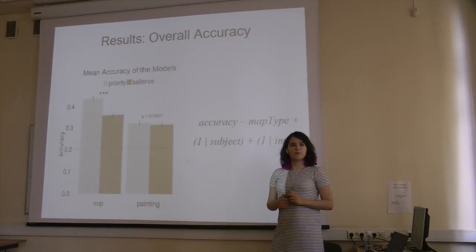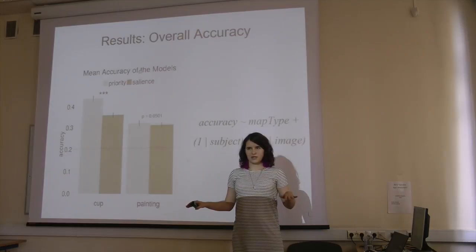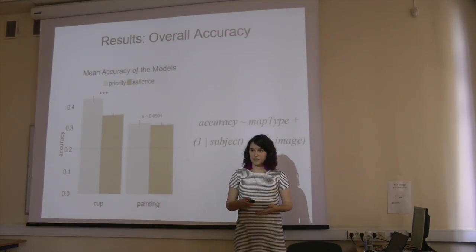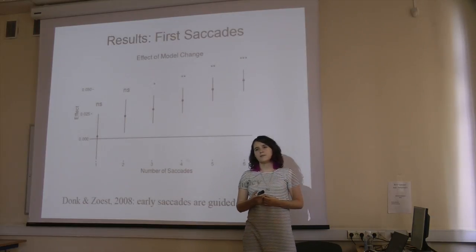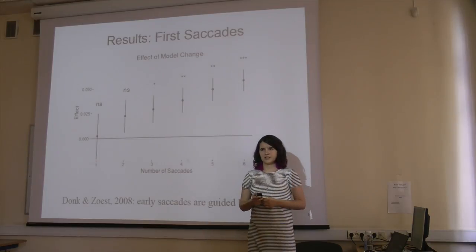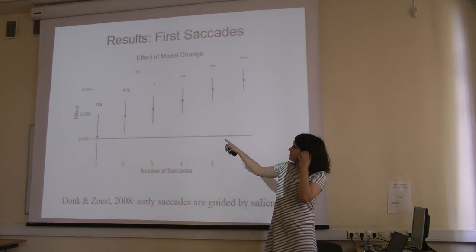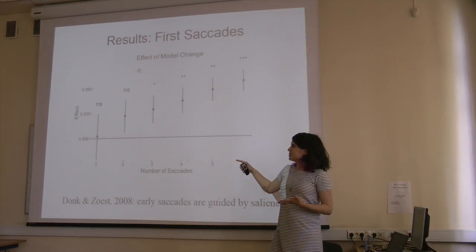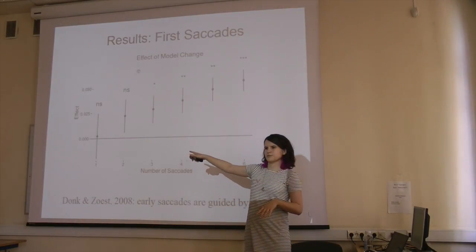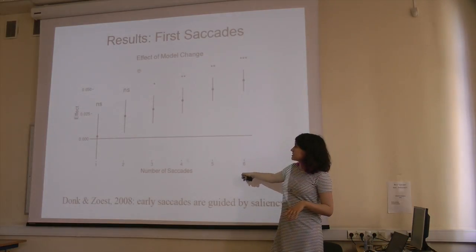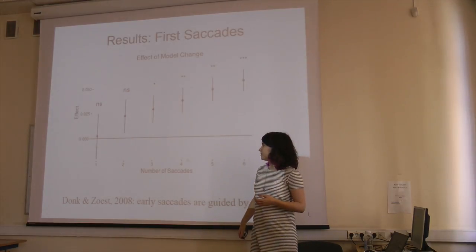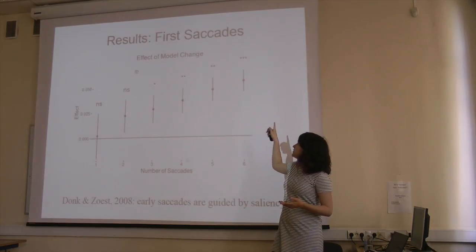It's also important to mention that I've checked how the model worked on the images where there was no target object, and it also worked, and the model for cup target also works significantly better. Donk and van Zoest in their paper showed that only first fixations are driven by Salience, and the results of my model correspond with these findings. So I've checked here on the graph if the priority map was better than the Salience map, when I estimate only data from the first decade, from two first decades, and up to the sixth decade. You see that in the first 2 decades, the priority model doesn't add any improvement, and then it becomes significant.